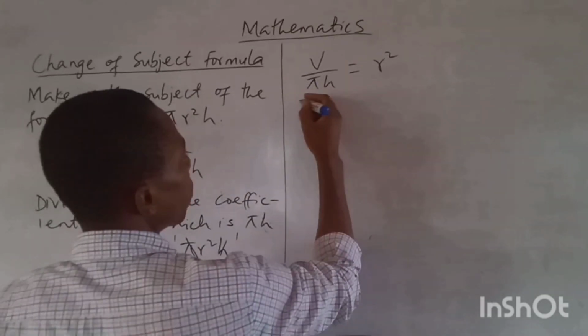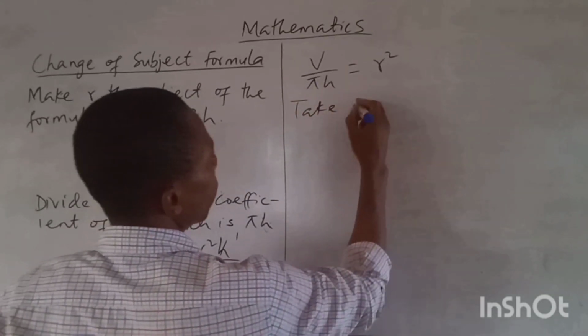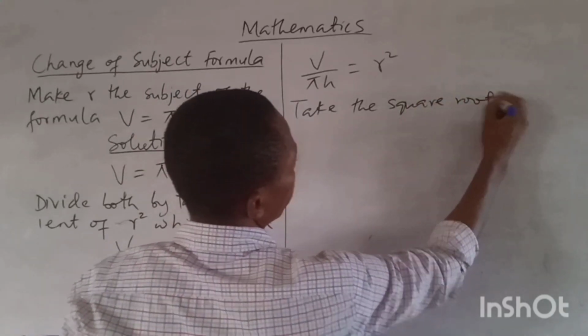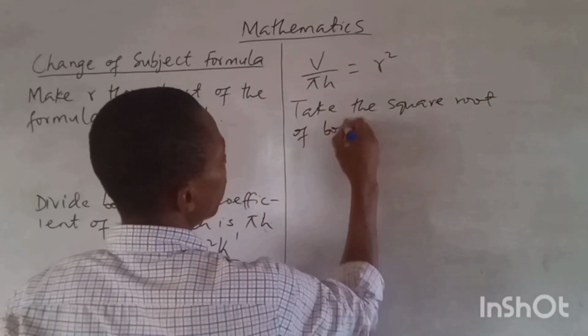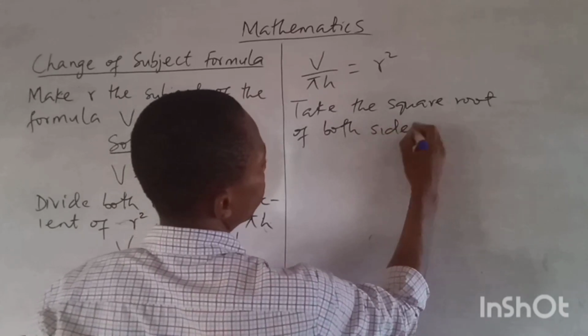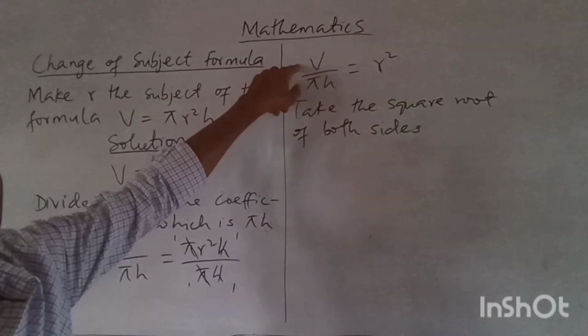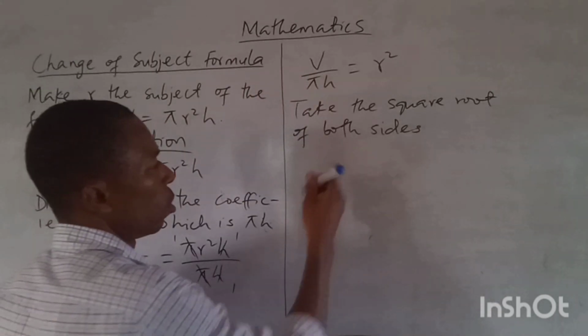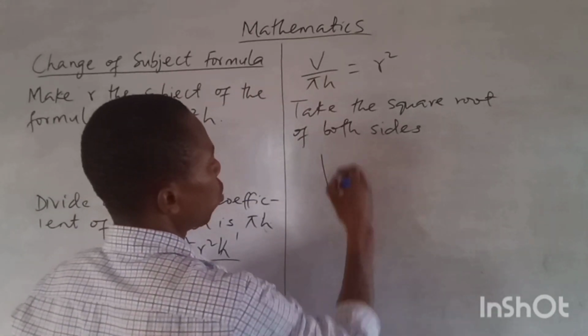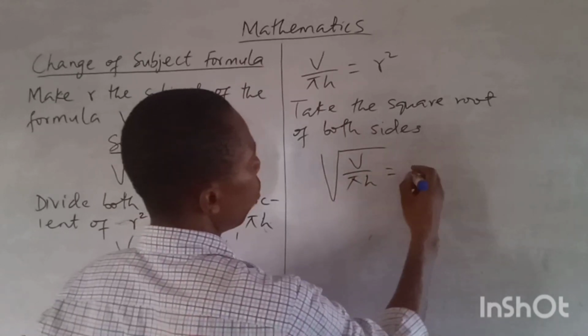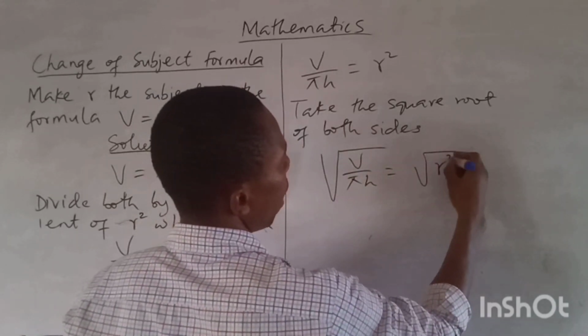So we take the square root of both sides. So as you take the square root of r squared, you also take the square root of what? V over pi h. So we have the square root of v over pi h is equal to the square root of r squared.